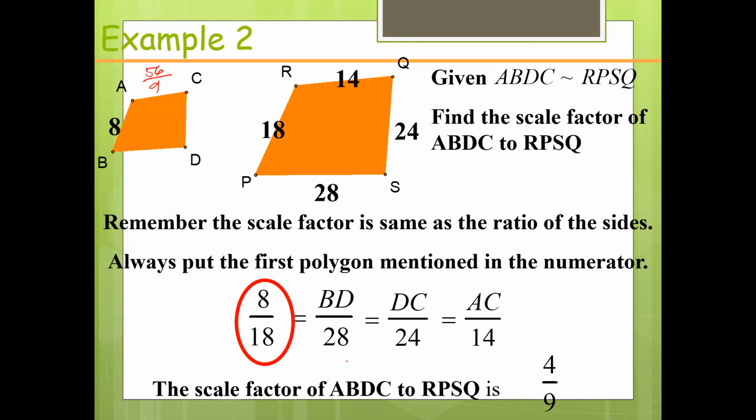4 over 9. So the scale factor from ABDC to RPSQ is 4 over 9. They are all equal. You can solve for AC the same way as before. Same thing when solving.